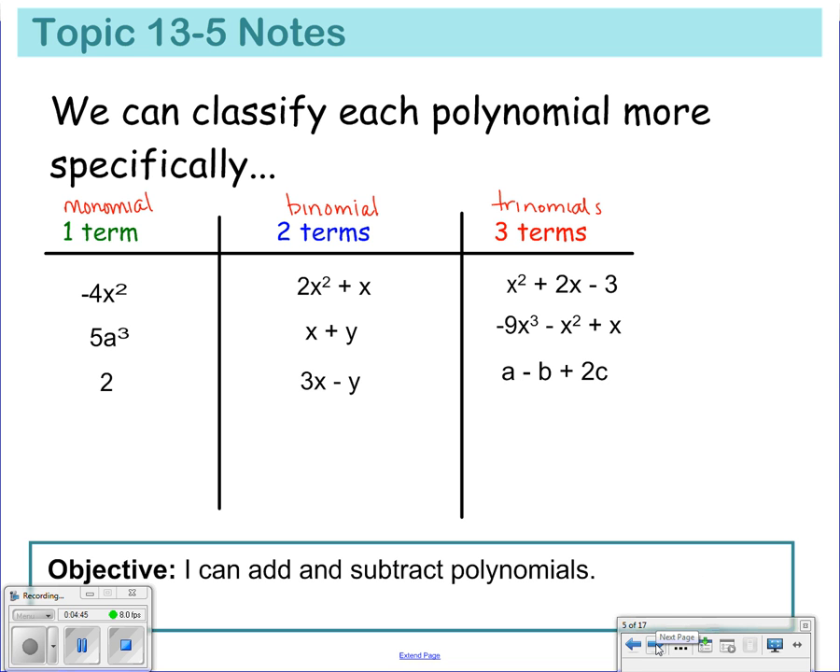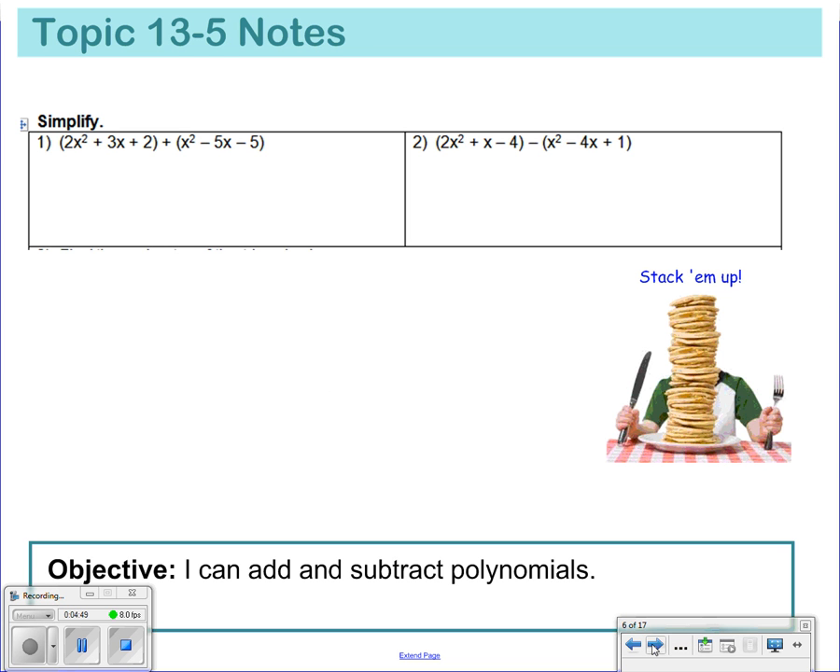So it's important for us to know how many terms we have, because when we're adding and subtracting, we have to line up our terms. I have a little visual here. We're going to stack them up.